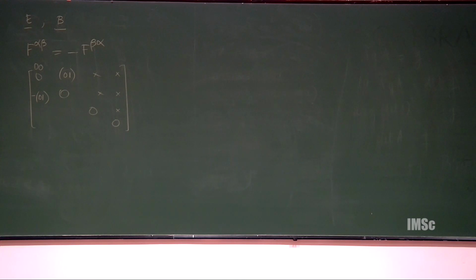So there are 6 components of E and B fields, and those will become the 6 elements of this antisymmetric second rank F alpha beta. And we will get there. We will see how we can actually construct the F alpha beta which contains these E and B fields. Then we will be able to rewrite Maxwell's equations in terms of F alpha beta.